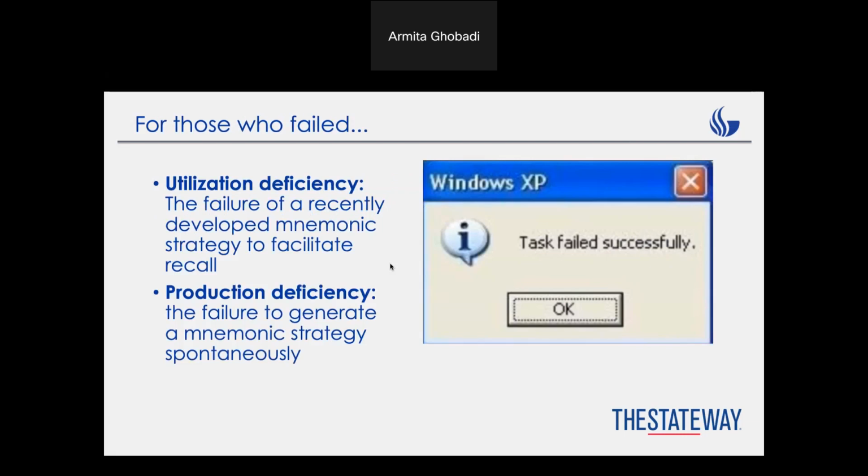I believe that the majority of you could not accomplish the previous task because honestly, it was just 5 seconds and it was hard to memorize all of them or even 12 of them. So if you couldn't pass that task, there might be two reasons for that. Number one is utilization deficiency, which means the failure of a recently developed mnemonic strategy to facilitate recall.